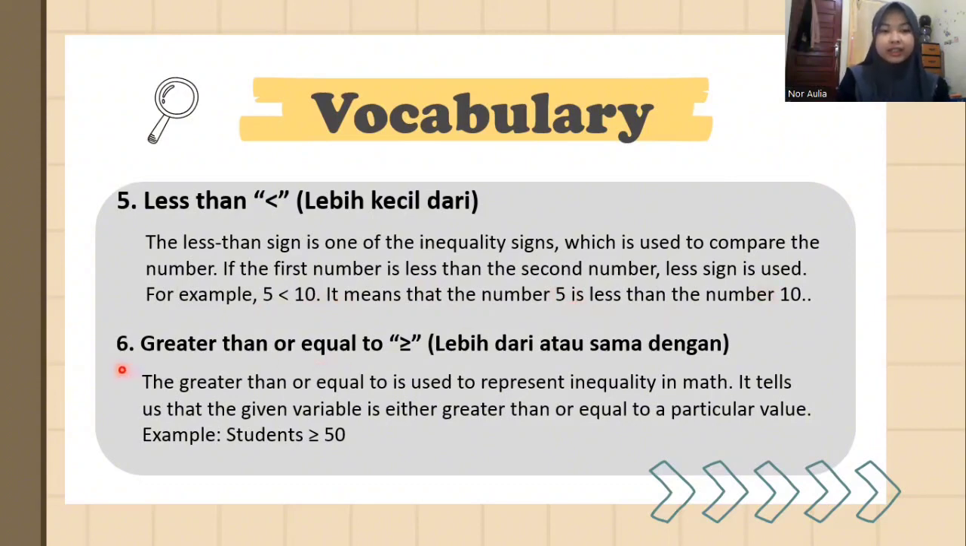Number 6 is greater than or equal to, or in Bahasa we can say lebih dari atau sama dengan. The definition of greater than or equal to is used to represent inequality in math. It tells us that the given variable is either greater than or equal to a particular value. So for the example, students greater than or equal to 50.